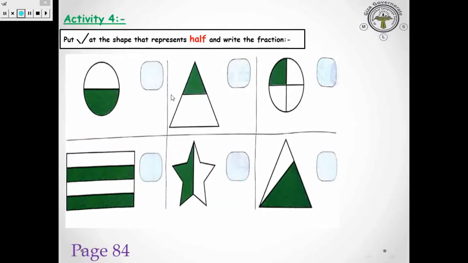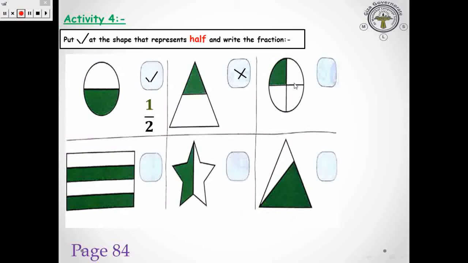Now open your booklet page 84. Activity 4. Put a mark on the shape that represents half and write the fraction. Look at this shape. This shape is divided into 2 equal parts. What's the fraction of shaded part? How many shaded parts? 1. Right, 1 on top. How many total parts? 1, 2. So 1 over 2. So this is the shape that represents half. Put a mark. Next shape. This shape is divided into 2 parts but not equal parts.